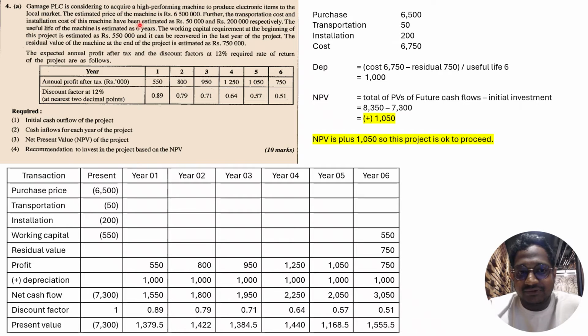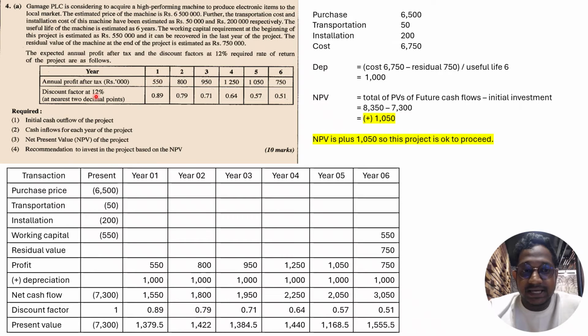The estimated price of this machine is 6,500,000. Further, the transportation cost and installation cost of this machine have been estimated as 50,000 and 200,000 respectively. The useful life of the machine is estimated as 6 years, and the working capital requirement at the beginning is 550,000, and it can be recovered at the end of the project. The residual value of the machine at the end of the project is estimated as 750,000.